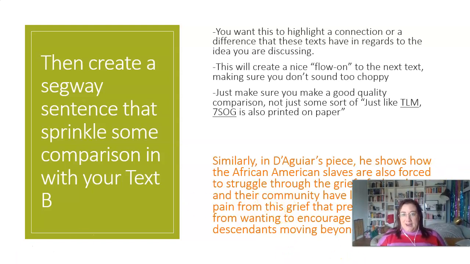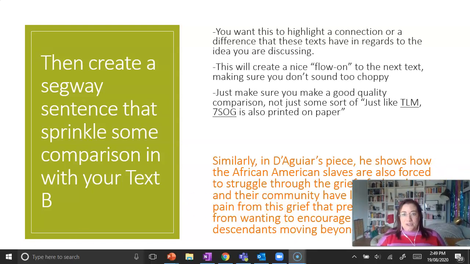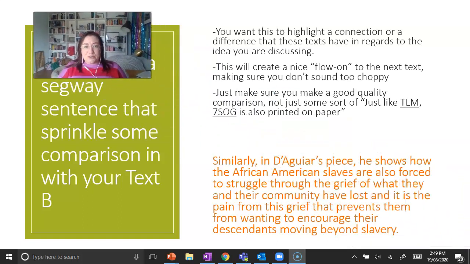Well, what you want to do is highlight a connection or a difference that these two texts have in regards to the idea that you're discussing. That sentence that you talk about the connection or the difference will create a nice flow, because you're talking about both of them, and then you're going to transition into talking about the other one. It will create a flow on and you won't sound too choppy.